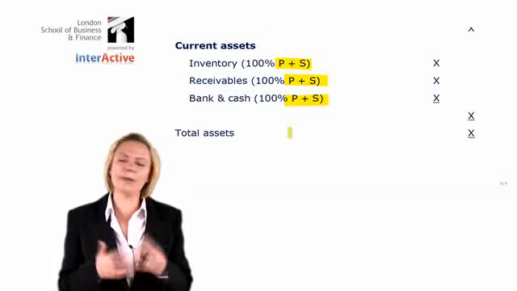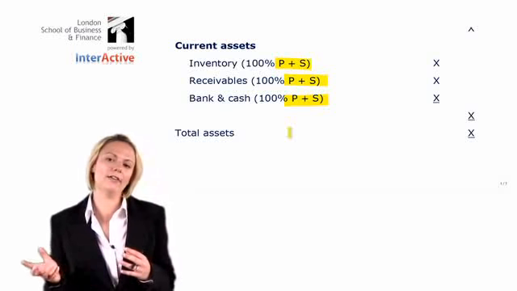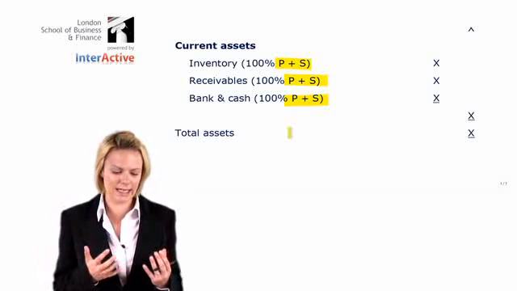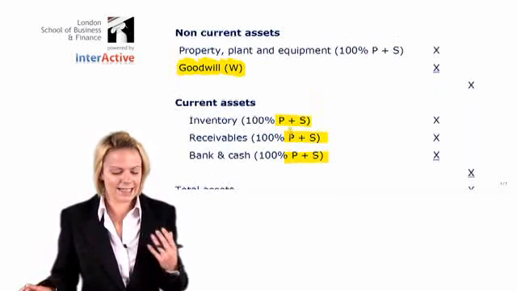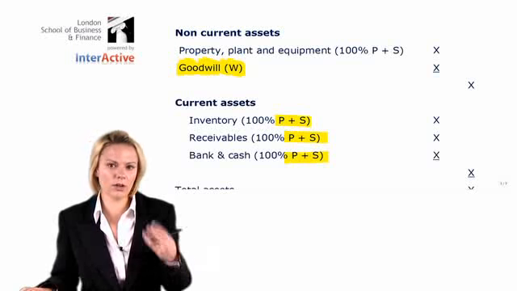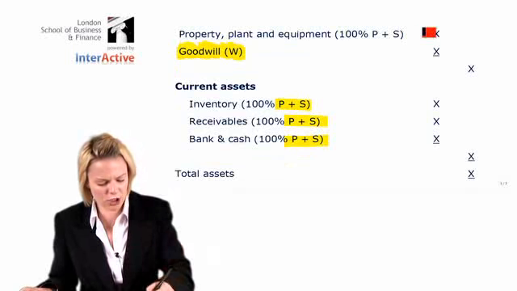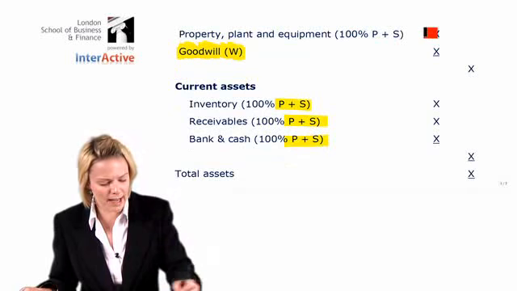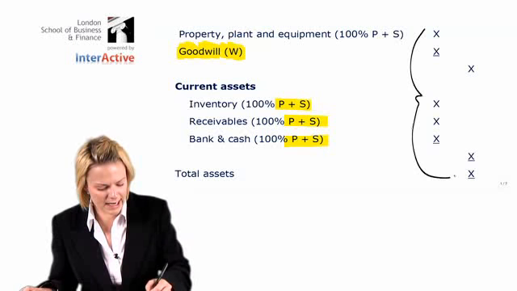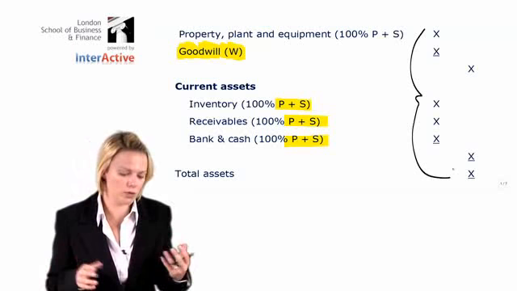Total assets then will be the group's assets, the parent's and the subsidiary's assets. And assets in this consolidated statement of financial position is all about, and all it shows is what assets the group controls.